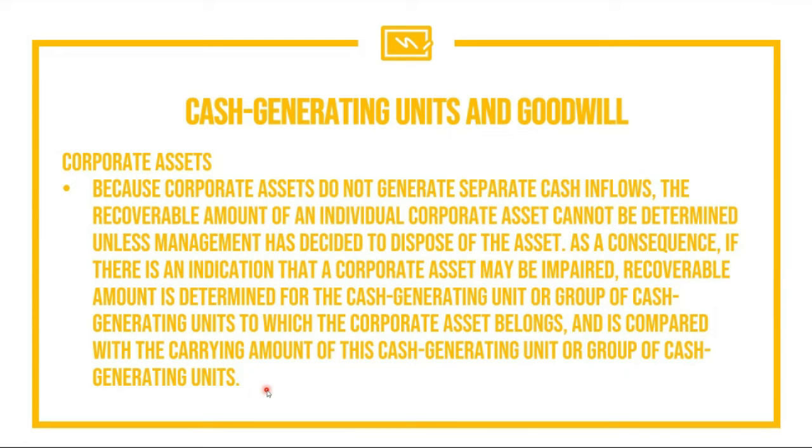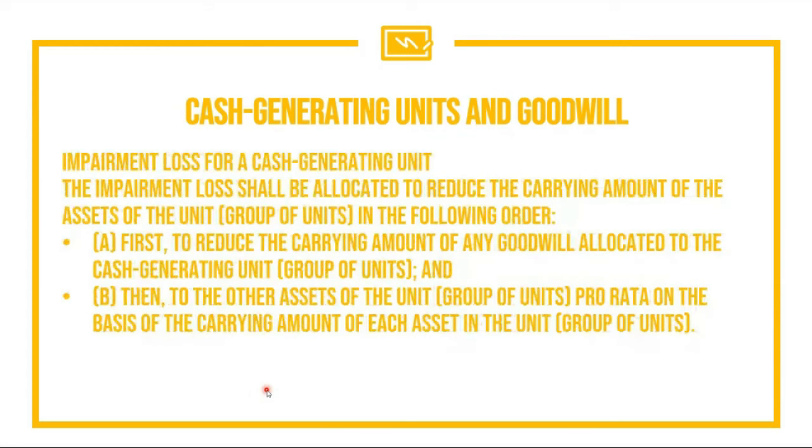So because a corporate asset is servicing or is helping CGUs, when it is impaired, it is also possible that the entire CGU or the CGUs where the corporate assets are being used will also be impaired. But again, to reiterate, let's just read this first, and then I will give the guidelines later on.